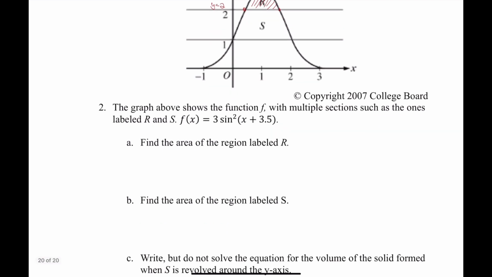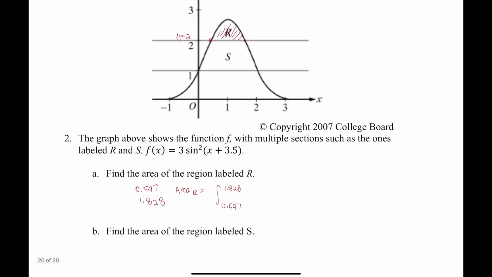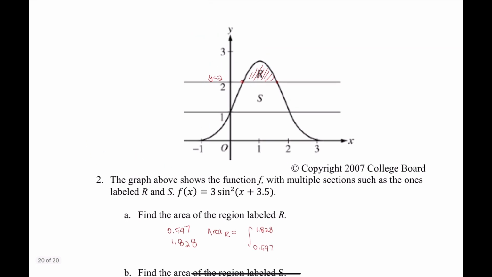This is pretty good. Okay, and then one intersection point that I found was 0.597, and the other one that I found was 1.828. Okay, so these are the two intersection points. So area R equals the integral from 0.597 to 1.828. Okay, and then let's try to find the area from here.